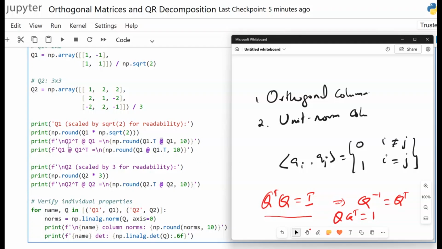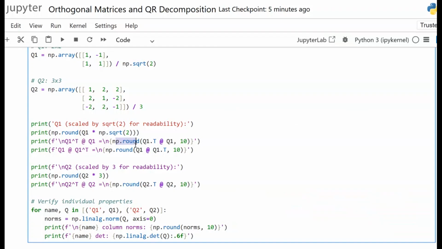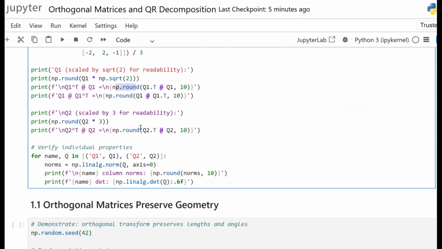And here we are just doing the rounding, okay, to remove numerical noise. And kindly just observe, dear friends, here Q2 transpose matrix multiplication with Q2. So that confirms orthonormality of columns. For a square orthogonal matrix, this alone is sufficient.